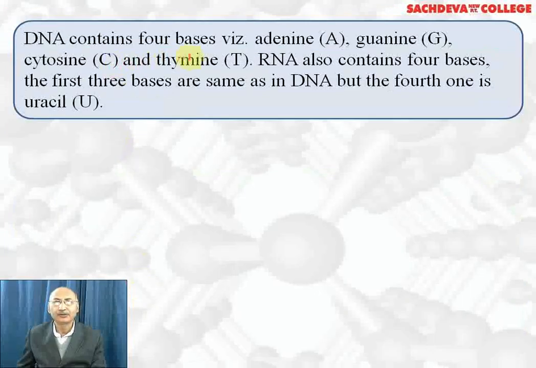DNA contains four bases such as adenine denoted by A, guanine denoted by G, cytosine denoted by C, and thymine denoted by T. RNA also contains four bases. First three bases are same, that is adenine, guanine, and cytosine. In addition, the fourth one is uracil, and thymine is absent in RNA.